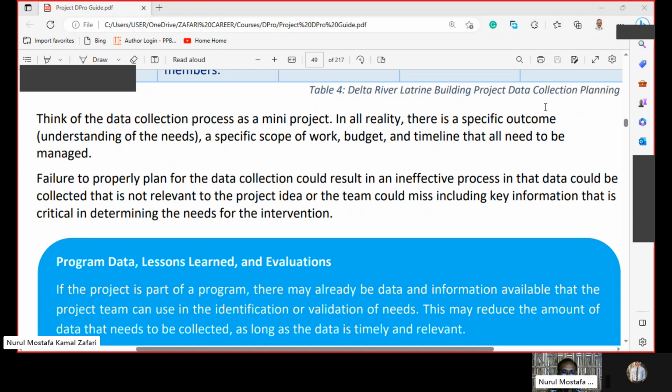Failure to properly plan for the data collection could result in an ineffective process, in that data could be collected that is not relevant to the project idea, or the team could miss key information that is critical in determining the needs for the intervention.